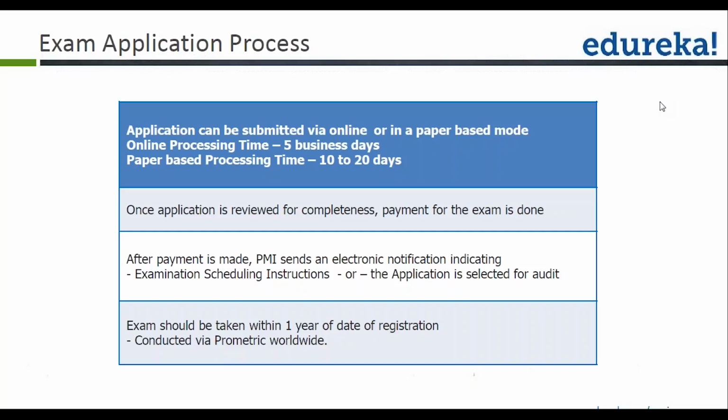Once you pay the fees, two things will happen. Either your application is accepted or it is selected for audit. If it is accepted, you have 1 year within which you are supposed to schedule the exam. If it is selected for audit, then you have to comply with the audit criteria. In order to register for the exam, you have to register on the Prometric website. Prometric is the body which is going to conduct this exam on behalf of PMI.